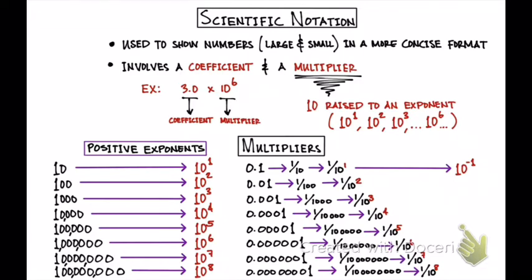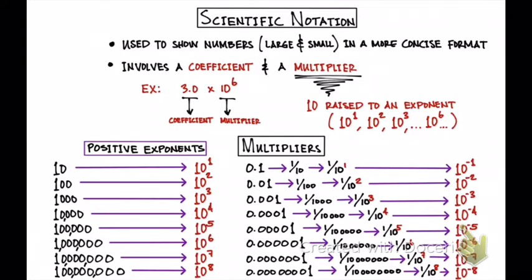So 1 over 10 raised to the second power is equivalent to 10 to the -2. And the next one is 10 raised to the -3. And then the fourth one is 10 raised to the -4, and so on and so forth. So these are all examples of multipliers with negative exponents. So again, if you have a positive exponent, that tells you that the number is greater than 1. And a negative exponent indicates that the number is less than 1, as in 0.1, 0.01, basically any numbers less than 1.